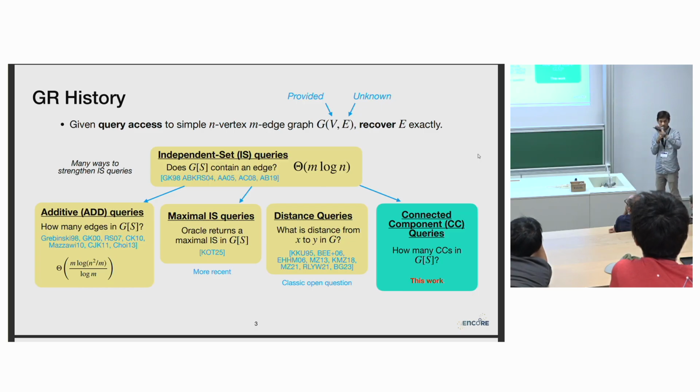So you give a subset of vertices, and an oracle will tell us, in the induced subgraph, how many connected components there are. It turns out that this is not only a generalization of independent set queries. There are some other combinatorial connection problems that this problem is related to. So this is the problem, and we are going to answer this.